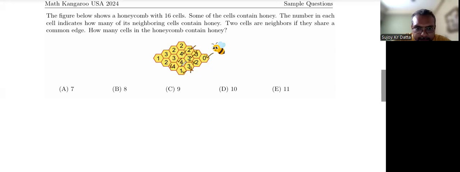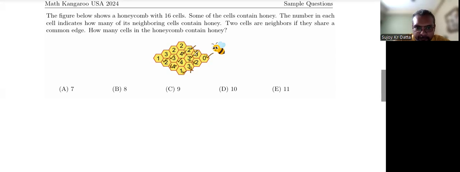Okay. Now come to this four. Four of them have honey. So this one already has, this one already has. The other two neighbors, three and two, must have. So these two also have. Next, we have done this four. Next, come to this four. This four needs four neighbors as well. So this has one, this has two, this has three, this has four. It's already settled.